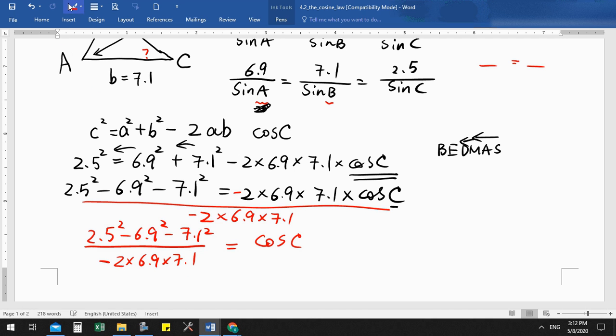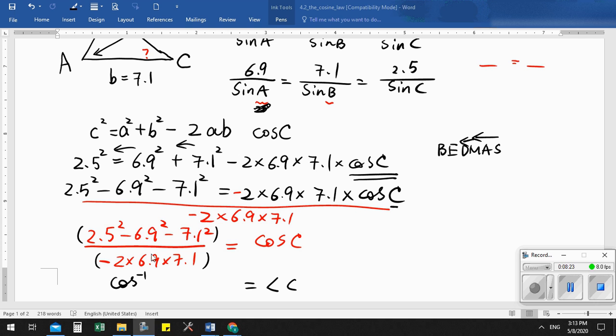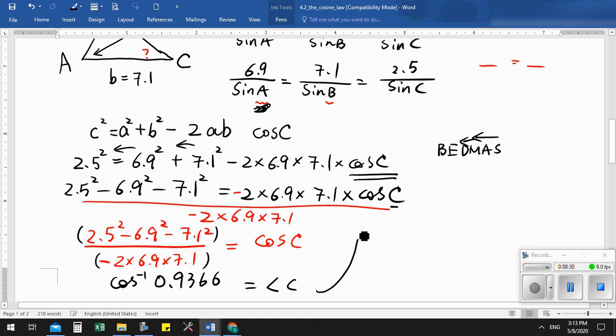Then after that, you just type it into your calculator. Angle C will equal the cosine inverse of whatever you got from this calculation. The number will be 0.9366. Then you do the inverse calculation, and you have 20.5 equals angle C. So this is the final answer.